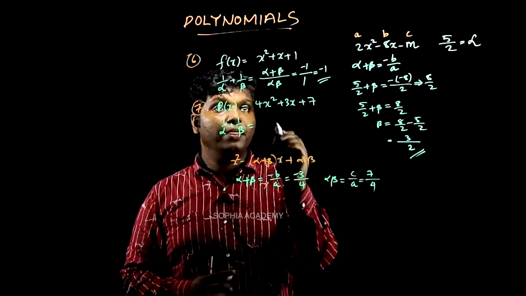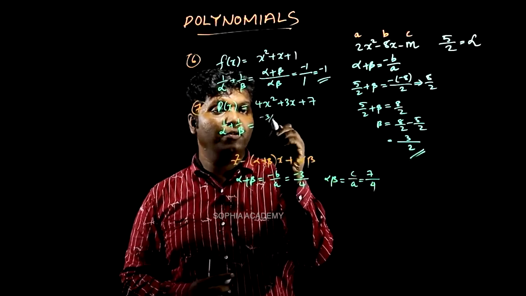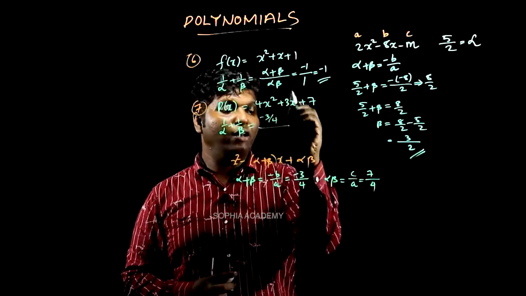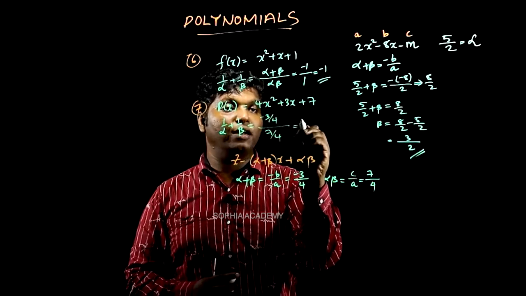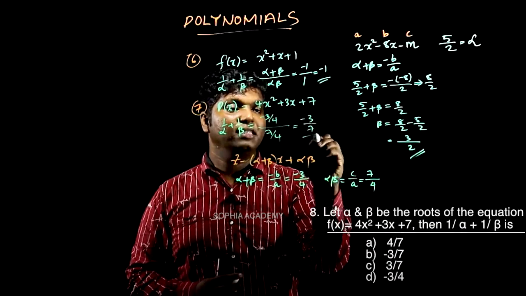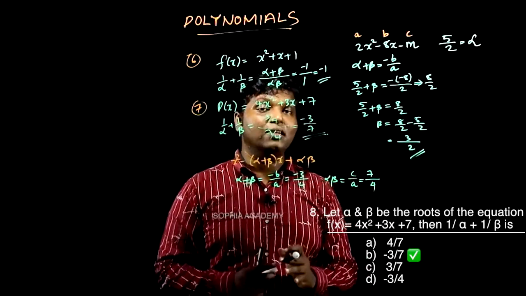So here, instead of alpha plus beta, we will write minus 3 by 4 divided by alpha beta. It is 7 by 4. 4 and 4 will get cancelled. Finally, you will get minus 3 by 7. So that will be the answer. So in this method, you can find the solution for this one.